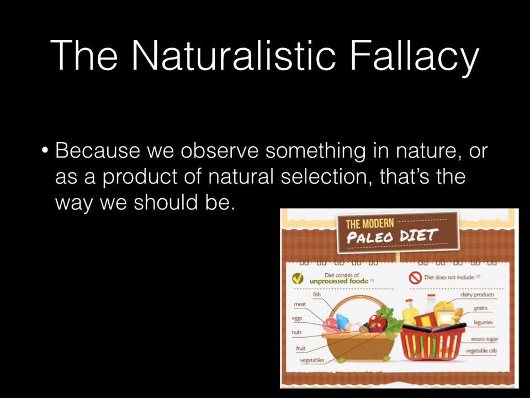And if you take this even a step further, modern medicine, like penicillin, is not in the paleo diet. Does that mean we shouldn't be using penicillin? Of course not. What the naturalistic fallacy is a lie about is that it's stating because we observe something in nature, it's good. We describe it as morally better. And there's absolutely no connection between a moral system and products of natural selection.